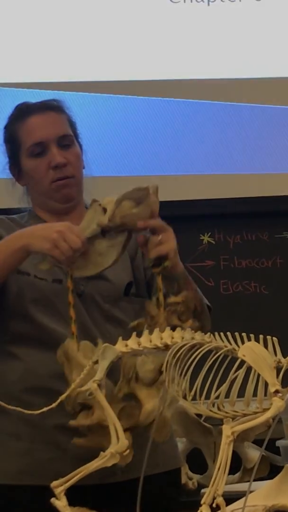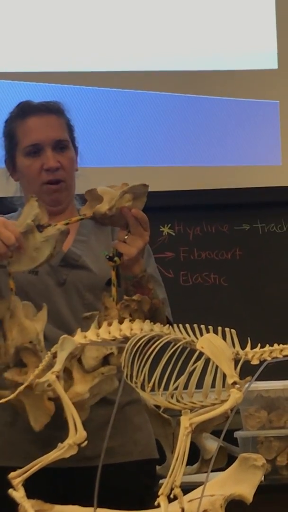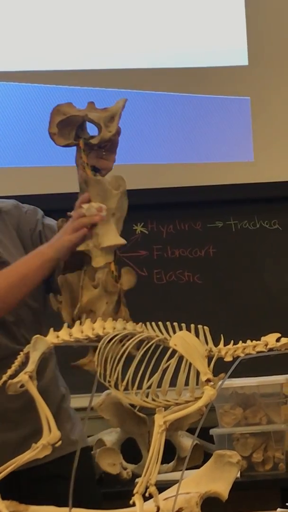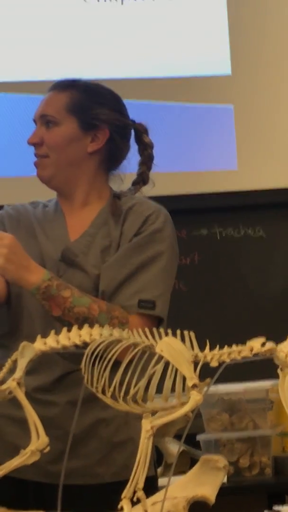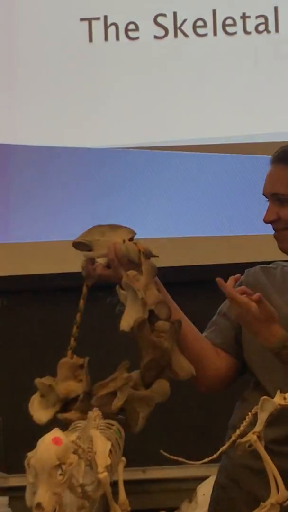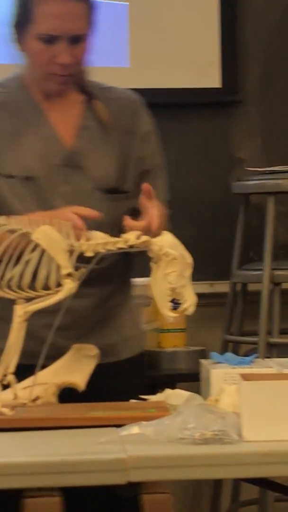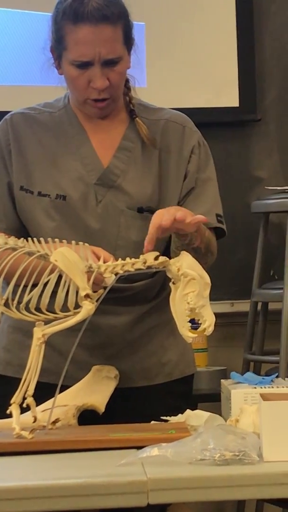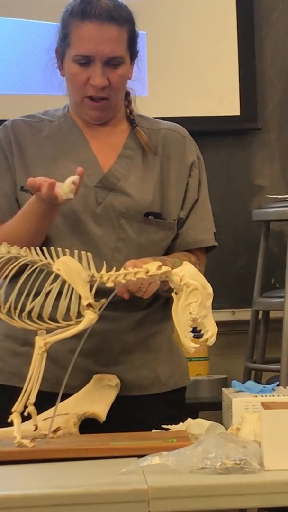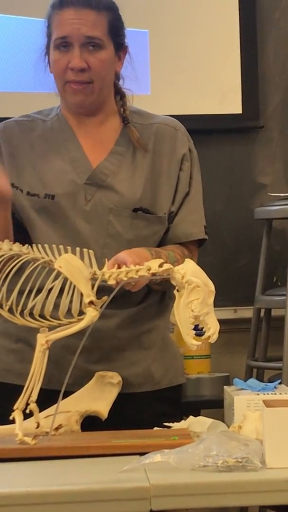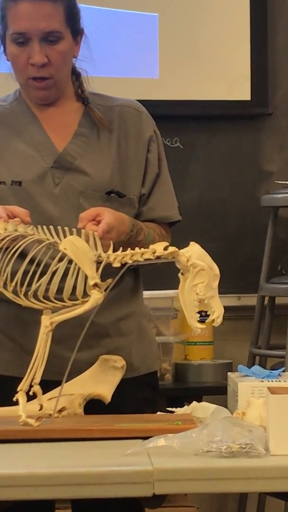So C1. This one is not connected appropriately, so this is backwards. So this is the dens. Alright. So C1 through C7, 1, 2, 3, 4, 5, 6, 7. So if I labeled one, you'd have to tell me it's cervical vertebra and then the number. Okay? And then we went to thoracic.